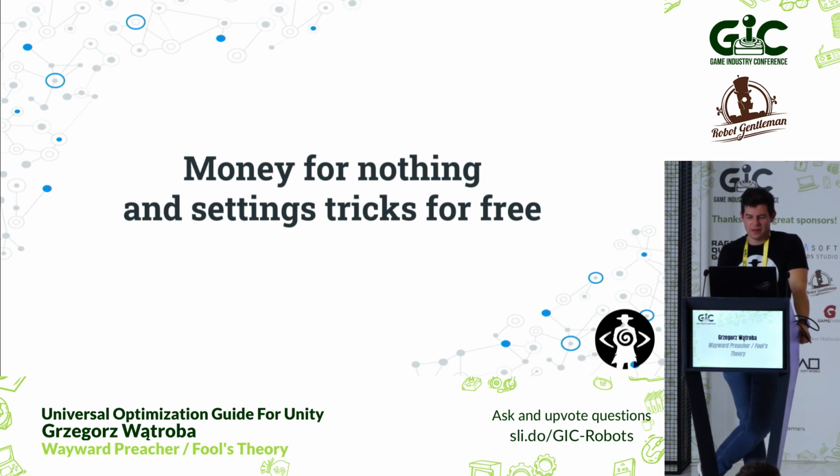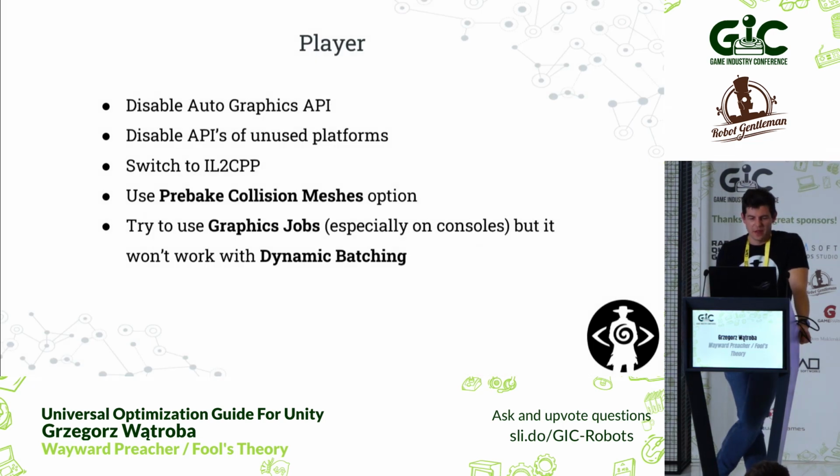What can we do in settings that might improve performance significantly with no effort? Player. Disabling unused APIs allows a smaller build size, reduces build times, reduces unnecessary shader variance, and so on. After the prototyping phase, try to switch to IL2CPP. This may increase build times tremendously, sadly, but provides overall better performance. I leave in the bibliography a tutorial on how to mitigate build time problems.